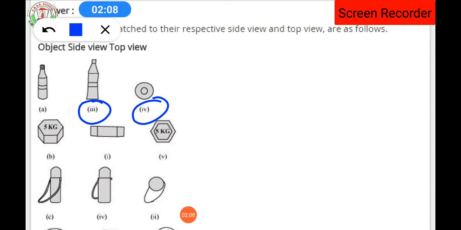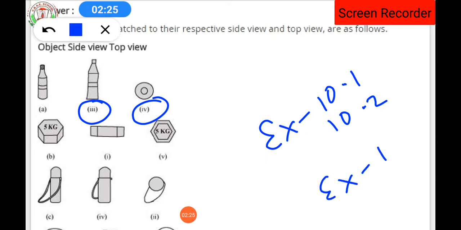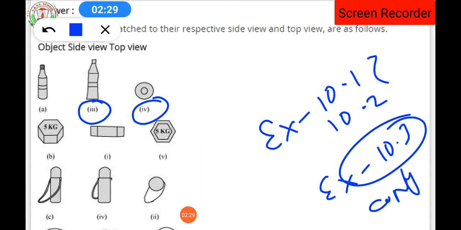So you have to do exercise 10.1 in your book itself. Directly match it. No need to do exercises 10.1 and 10.2 in your maths copy. Exercises 10.1 and 10.2 you have to do in your book itself. Exercise 10.3 you have to do in the copy. Clear, student? These two exercises you have to do in the book itself.